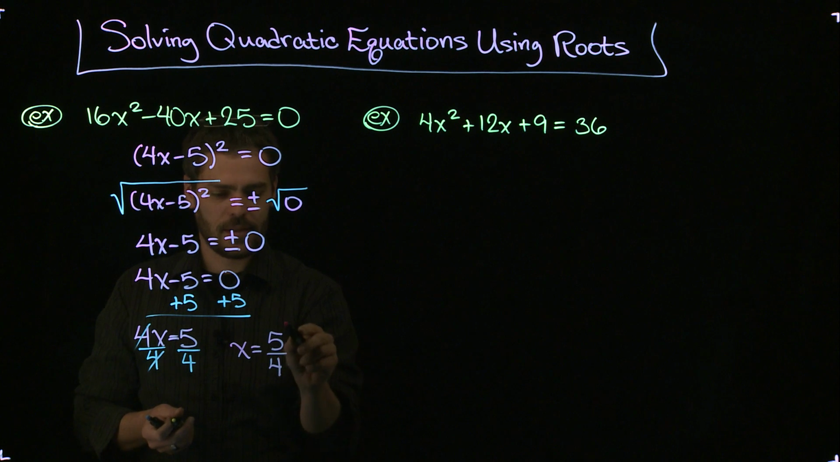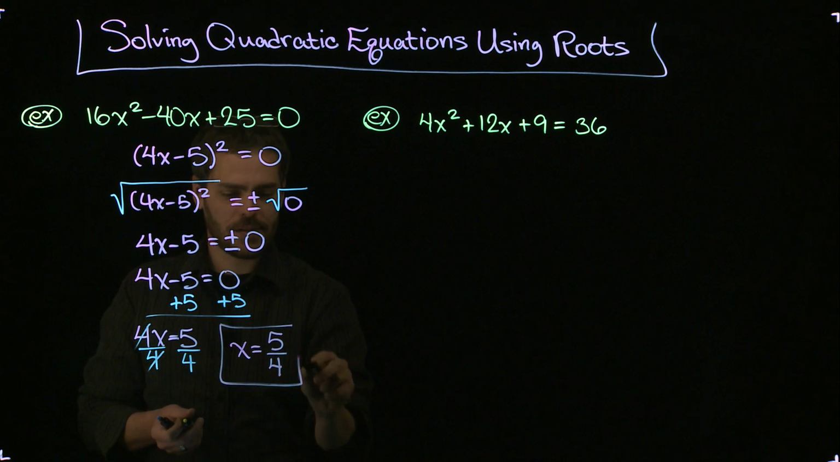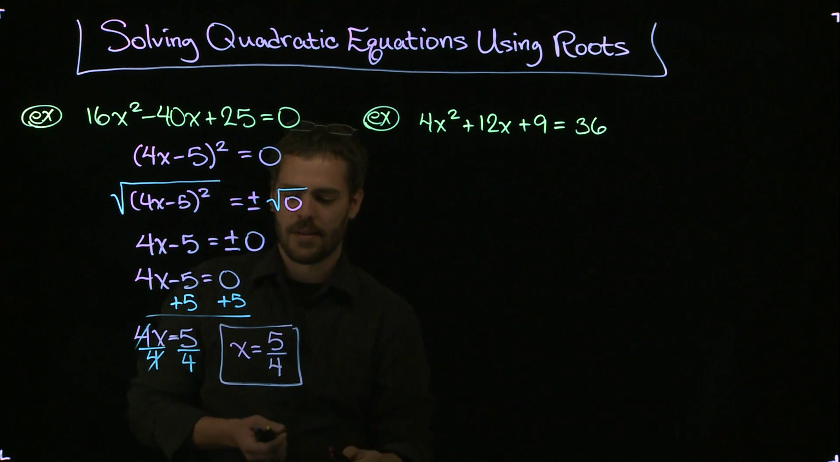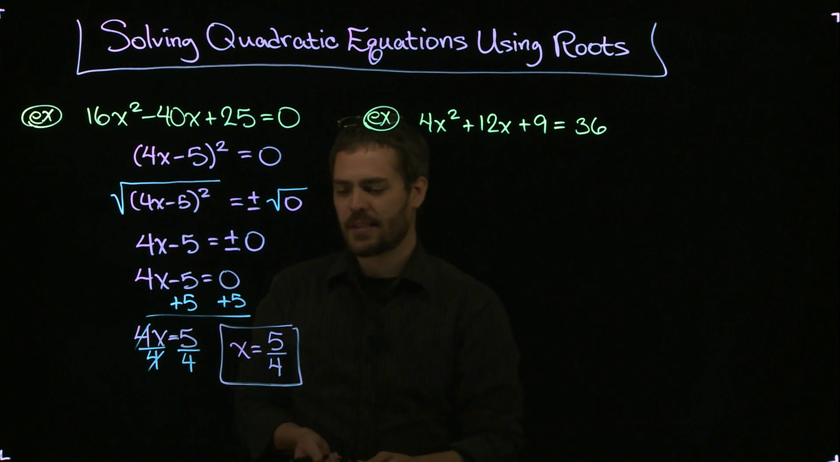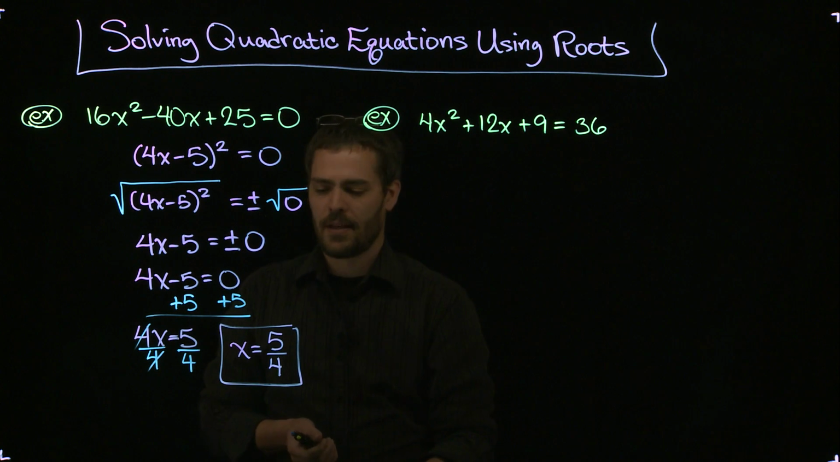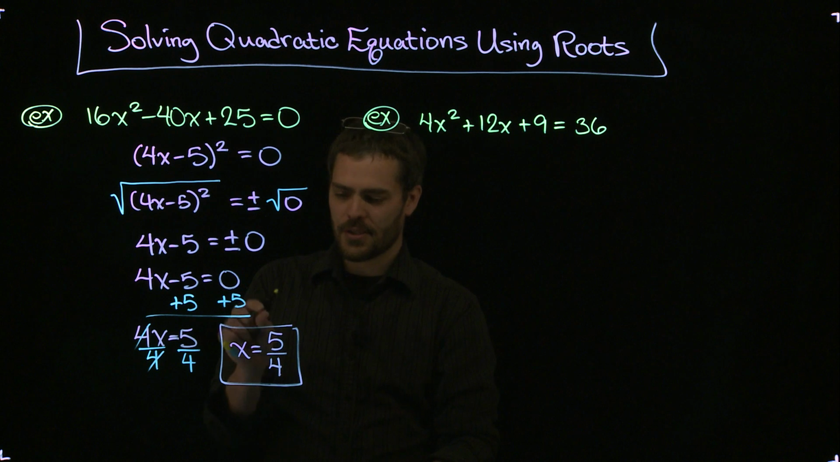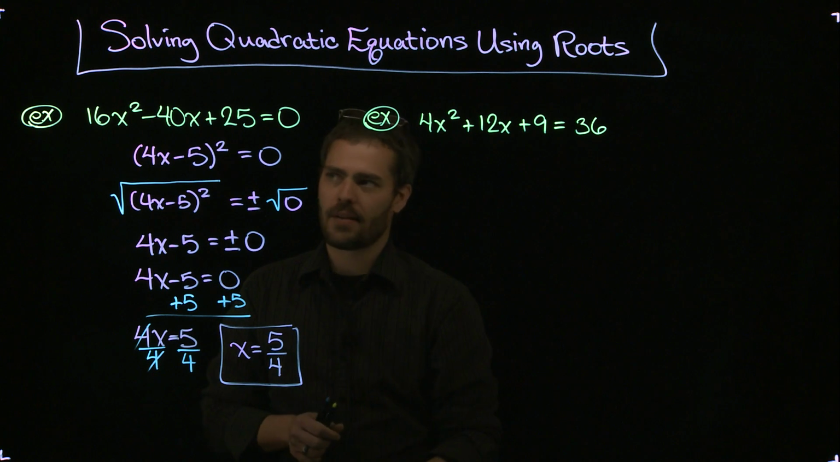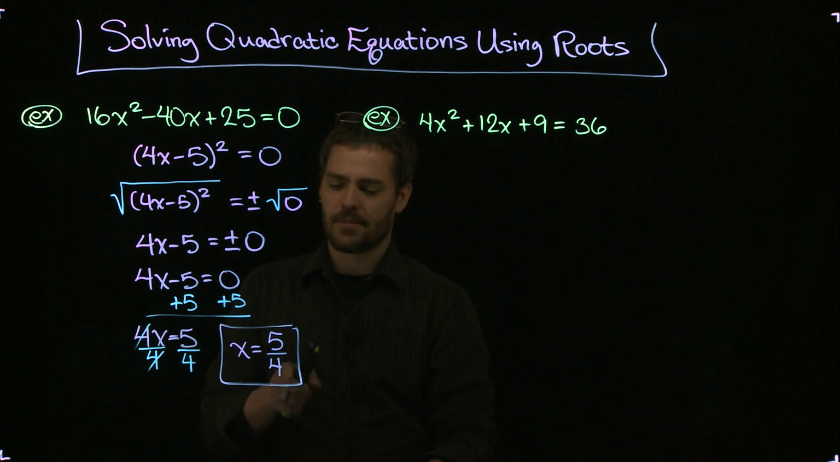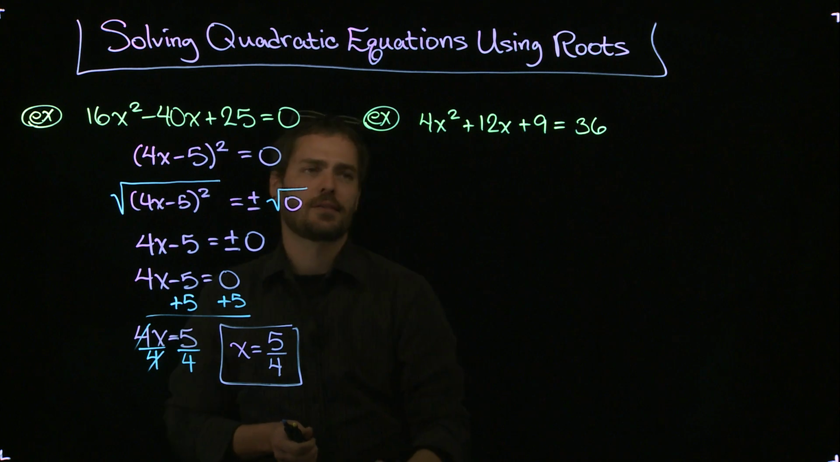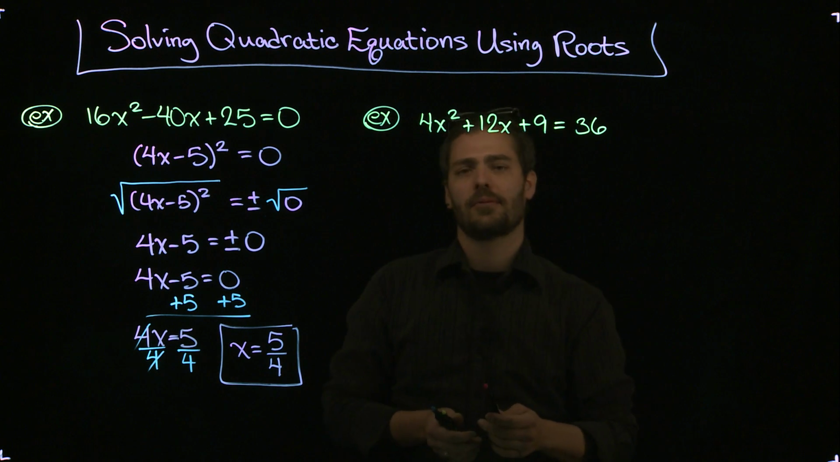And technically, this is a repeated solution. So we can say that this has multiplicity 2, for example. But graphically, it just looks like one point where this graph crosses the x-axis, and it's right there at 5/4. So let's take a look at the other equation.